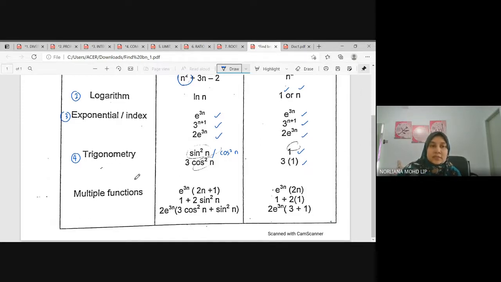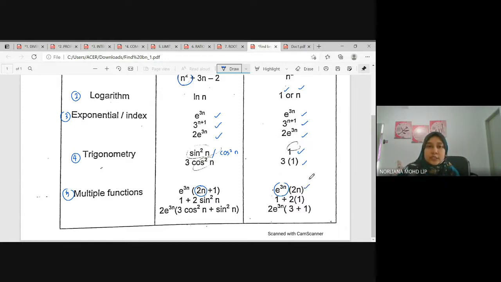And last is multiple function, which is a combination of two functions. For example, exponent 3n times 2n plus 1. For the exponential, we just take its exponential, then multiply with the polynomial. For the polynomial, we take the higher degree, 2n, degree 1. So times 2n.